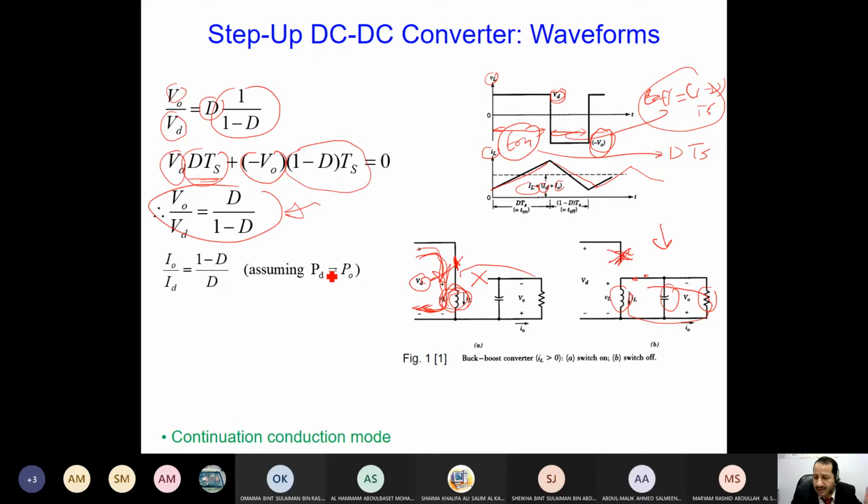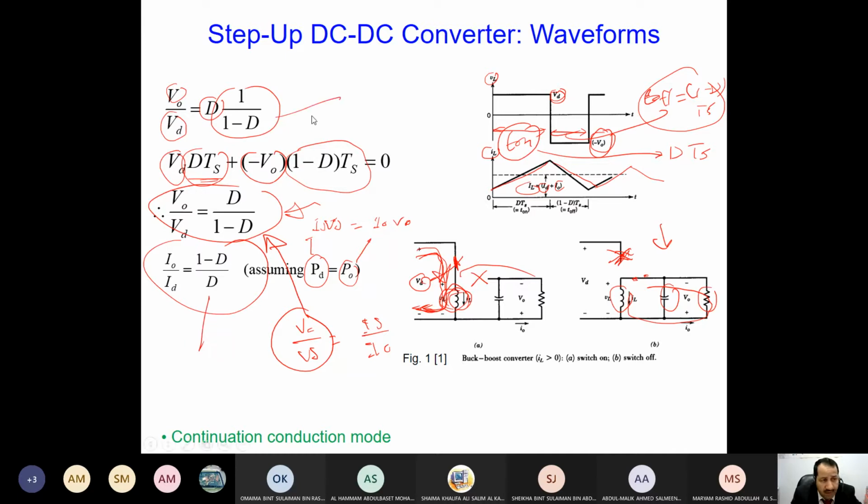As we did always, we assume that the circuit is lossless. Input power IDVD equals output power IOVO. Okay. Now I can rearrange: VO over VD equals ID over IO. I have this one already derived, so I just need to substitute. This is the formula, I got the formula for current. At the end, you are going to use this formula. Here I'm just showing you how we got it.